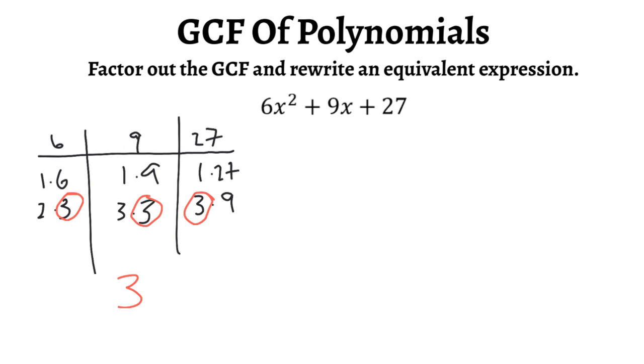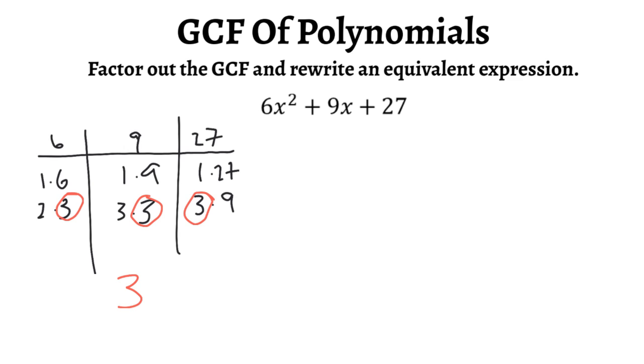Let's look at the variables. Here for the variables, this one has an x, this has an x, but this does not. So in the variable situation, they're not all going to have an x. So I cannot find a factor where I can pull an x out of all of them. So I do not make a table over here because they would all need to have the same variable to pull one out. So 3 is the GCF, and this is what I do.